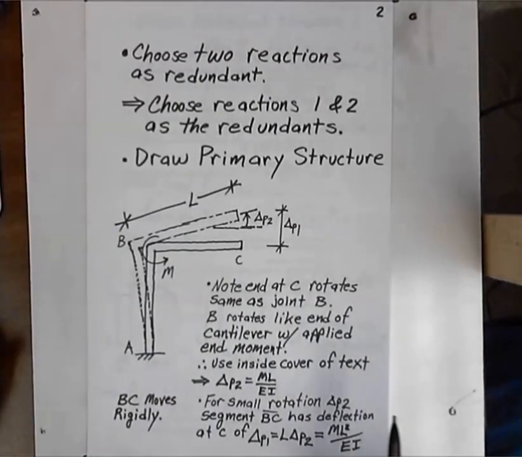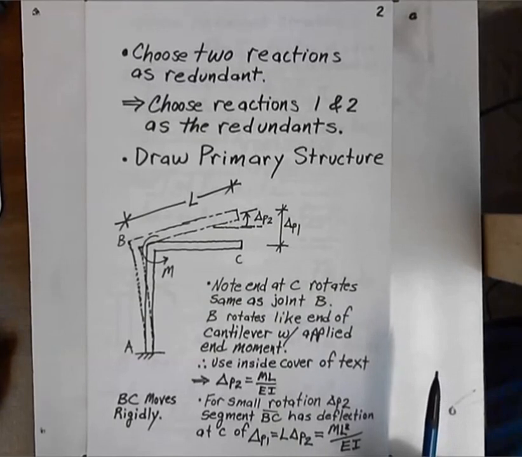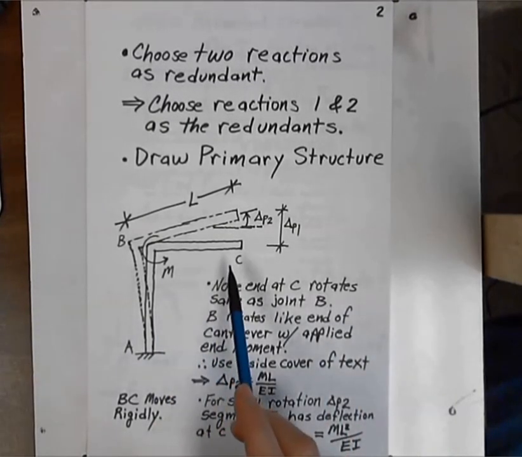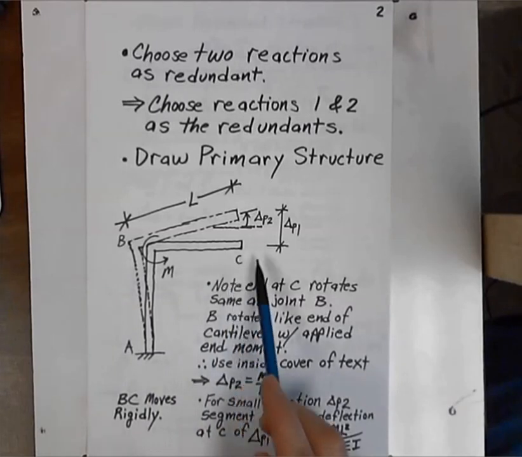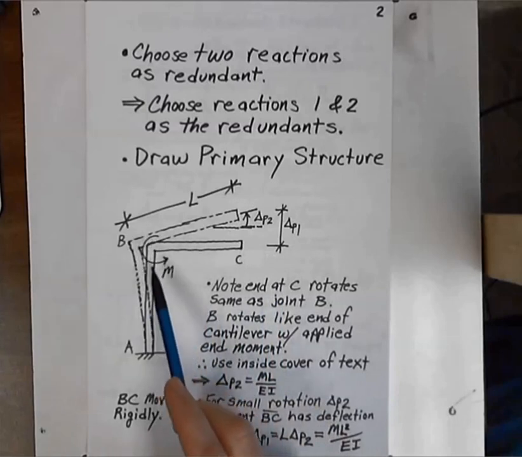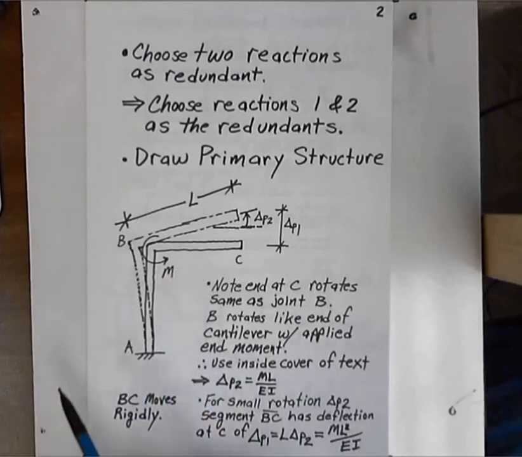Once our redundants are chosen, we can draw the primary structure. The primary structure is the structure where we have drawn the frame and we have removed those reactions 1 and 2, and we have put the original loading of just the moment loading at joint B. We have applied that to the structure, and we have imagined the deflected shape of the structure.